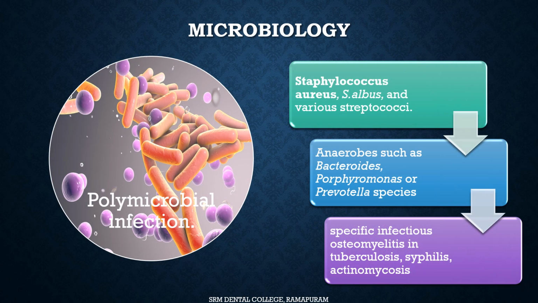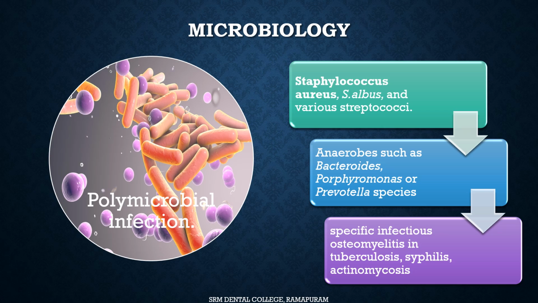Acute suppurative osteomyelitis is a polymicrobial infection. Multiple microorganisms are involved in the cause of these infections. The ones most commonly noted are the staphylococcal as well as the streptococcal species, for example Staphylococcus aureus and Staphylococcus albus. Certain anaerobic organisms are also involved in this infection, including Bacteroides, Porphyromonas as well as Prevotella species.